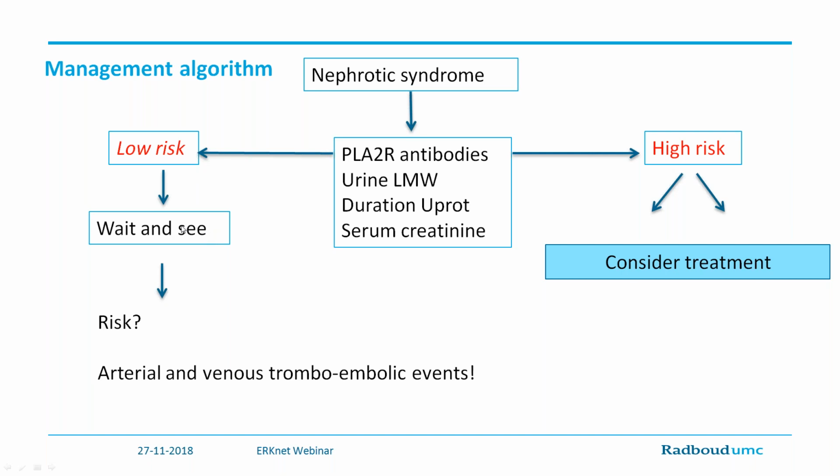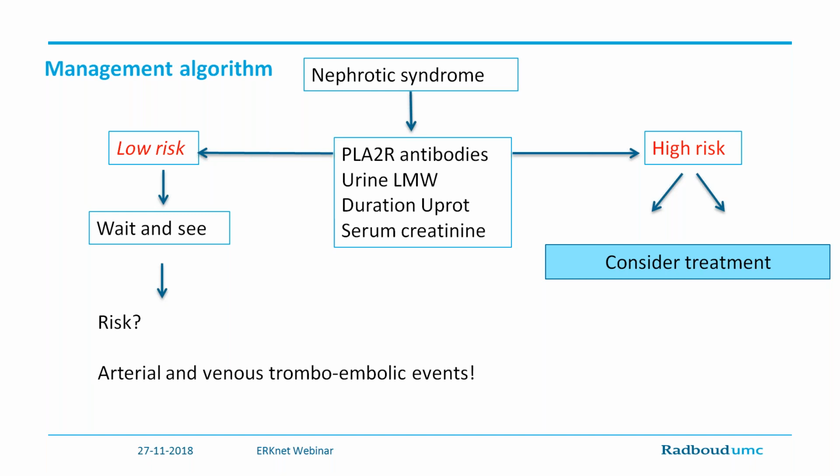Obviously, when waiting and not using immunosuppressive therapy, we need to be aware that patients with nephrotic syndrome are at risk for arterial and venous thromboembolic events. This is especially true in patients with membranous nephropathy, where the risk of thrombosis is higher than in patients with FSGS or IgA nephropathy. And also, it's important to realize that the risk is related to the serum albumin level.